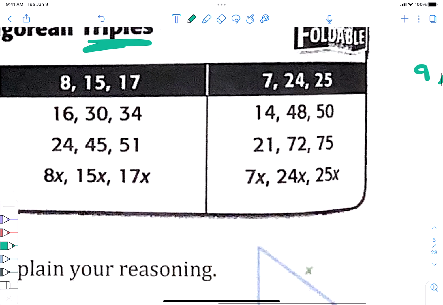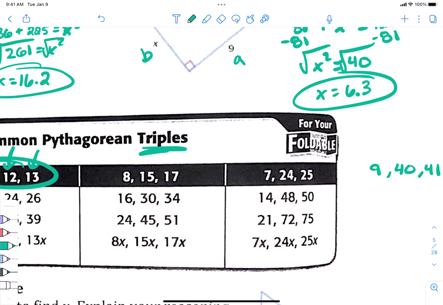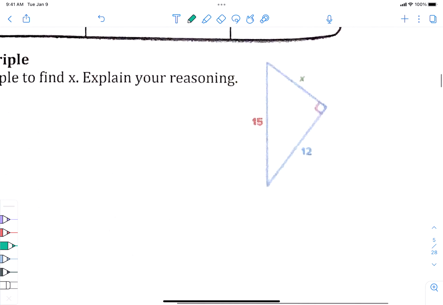8, 15, 17, 7, 24, 25, and 9, 40, 41. Those are special ones, okay? So we're trying to save us time, all right?